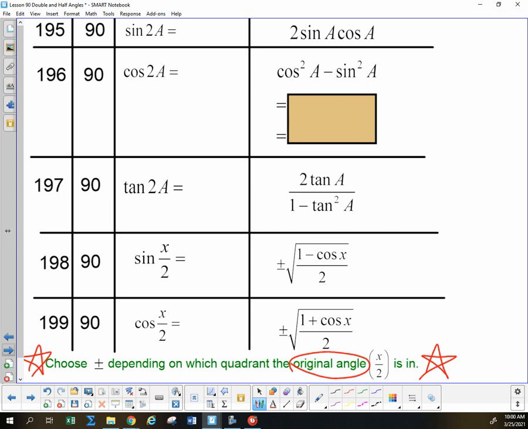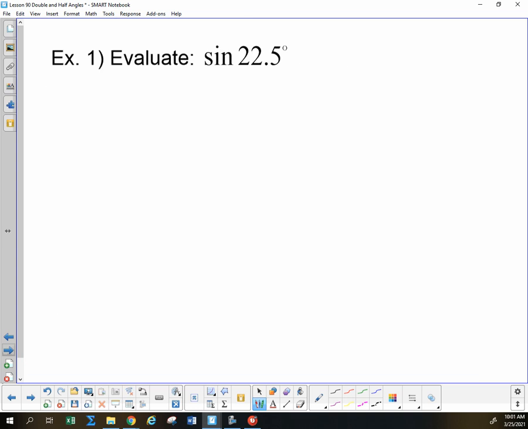And then all I have left for you today is I want to do a couple of examples and model how we do this. So I'm going to go on to those. Let me know at the end if anybody didn't finish copying these down and you'd like me to go back to this slide. But here is our first one that we're going to try to evaluate, the sine of 22.5.